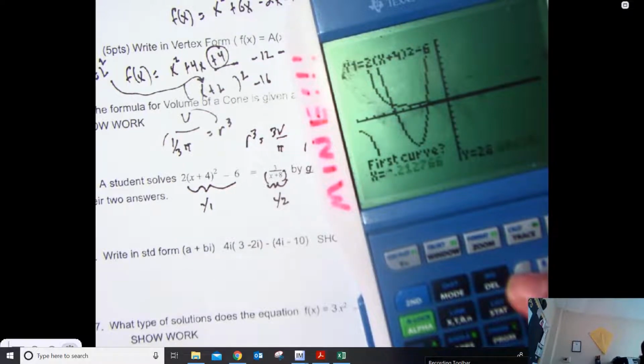So this one has 2 answers. Your quiz only has 1. I'll tell you that right now. But I'm just going to get that little cursor close, then I'm going to press enter, enter, enter. So there's an answer. It's about negative 5.93.